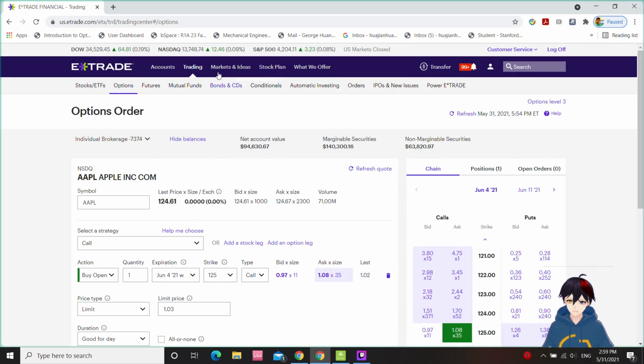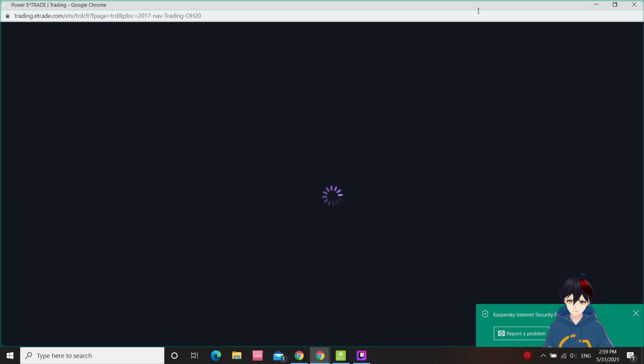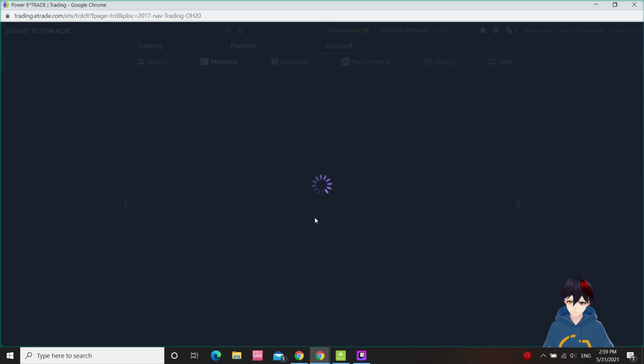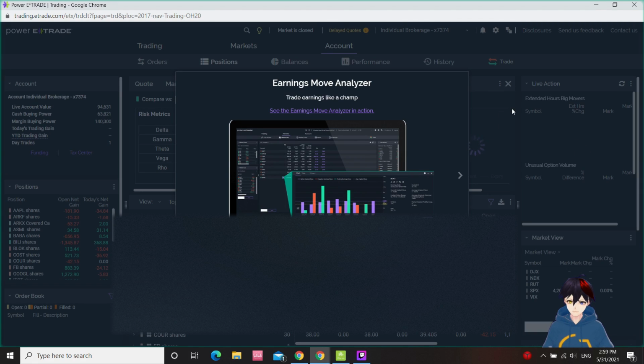And this is the way I normally do it. So you go to trading, and then Power ETRADE. This launches a more complete platform, per se.